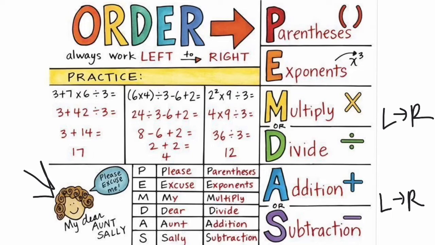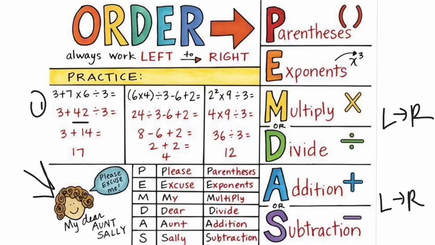Let's look at this one right here: 3 plus 7 times 6 divided by 3. I don't have any parentheses, so I can skip that. I don't have exponents, so I can skip that. Multiply and divide left to right. So first I would do 7 times 6, which is 42. Okay, so we have 42.